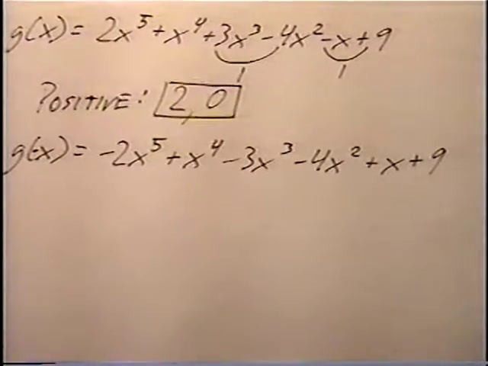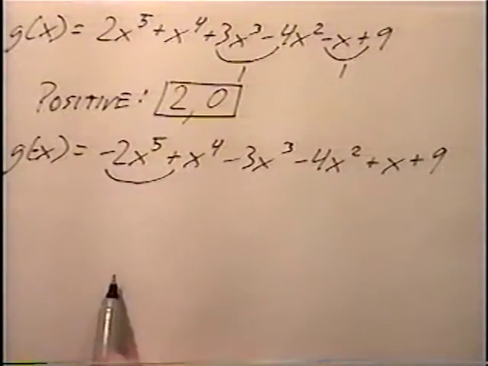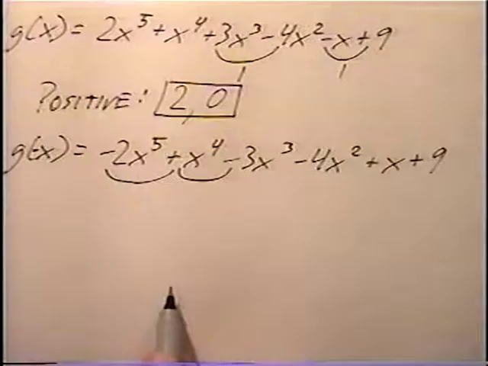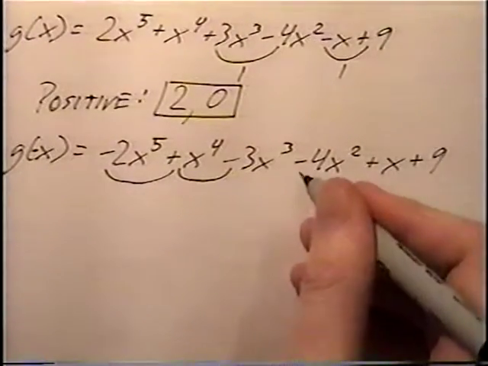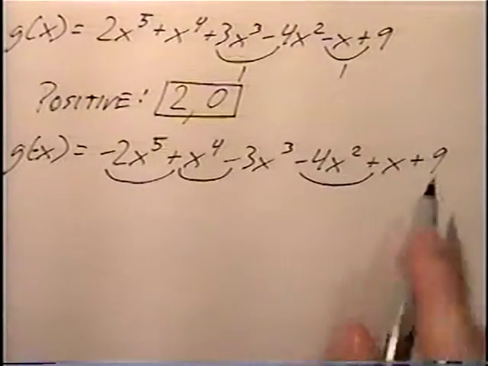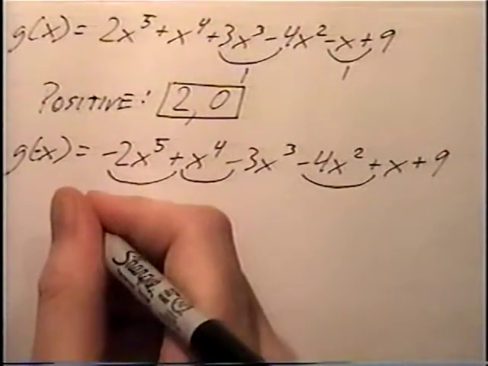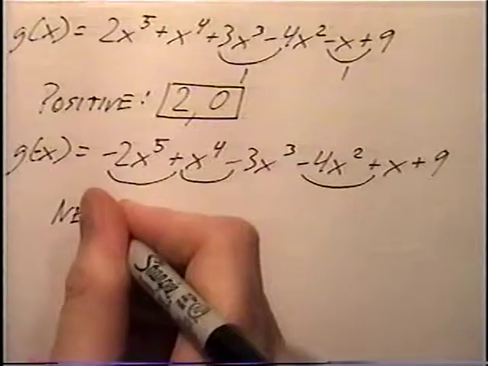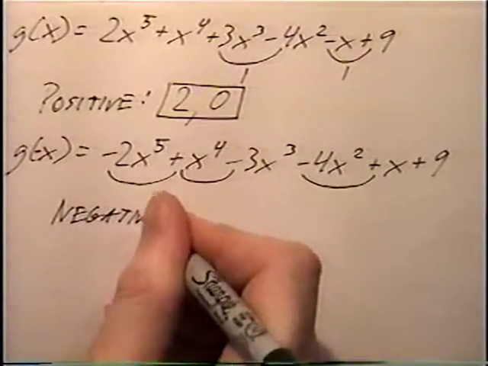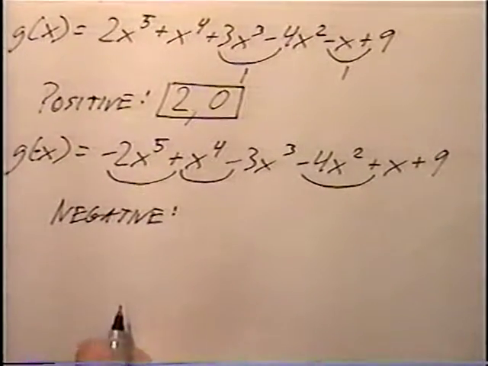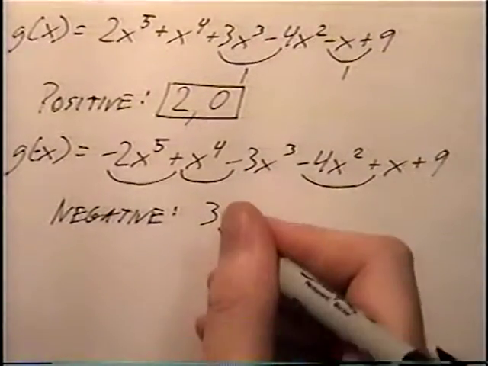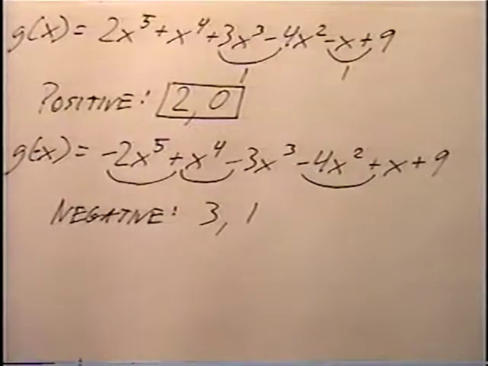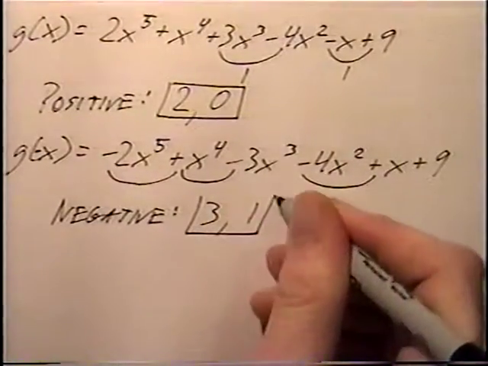Again, count the sign changes. Negative to positive, positive to negative, positive to positive doesn't change, negative to positive does change, and positive to positive does not change. So our negative zeros are 1, 2, and 3. Could be 3 negative zeros, but again, take away 2 from each answer. It could be 3 negatives, or it could be 1 negative.